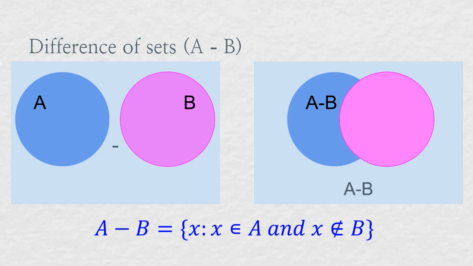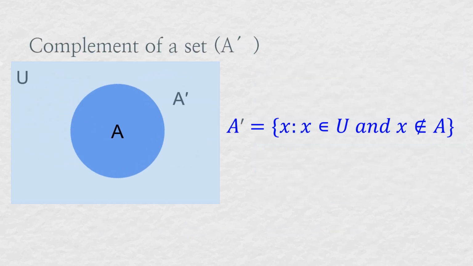The last operation that we are going to learn is the complement of a set. The complement of a set is always taken with respect to the universal set. Suppose that we want to find the complement of a set A. So the set A is graphically shown here, and the universal set is graphically shown here.